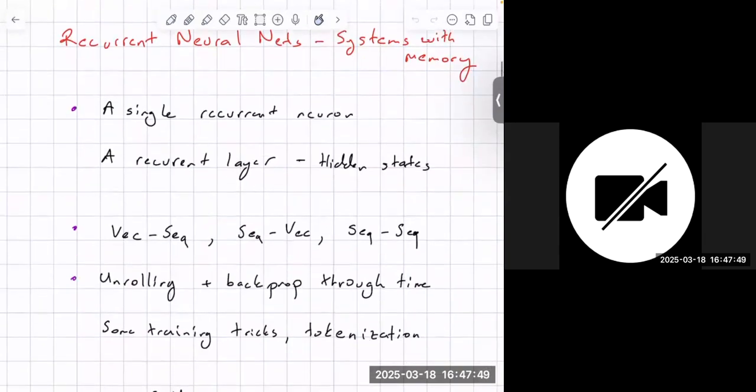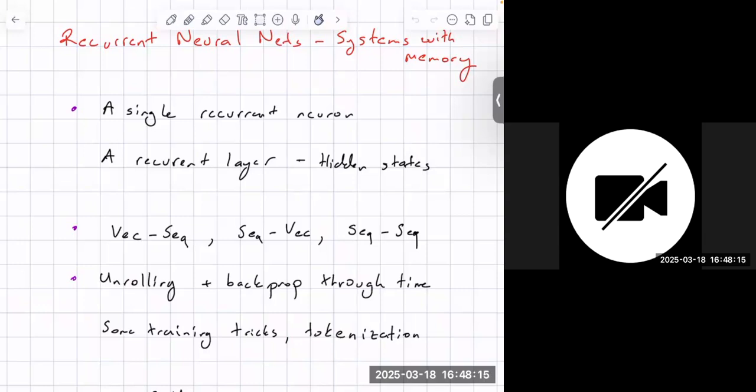All right, so about recurrent neural nets, what we need to go through. First, what the heck is a recurrent neural net? What's a recurrent neuron? That's the starting point. And then recurrent layers. Then there are these names: vector to sequence, sequence to vector, sequence to sequence, whatever that is, I'll tell you. And then how would you do backprop in neural nets?